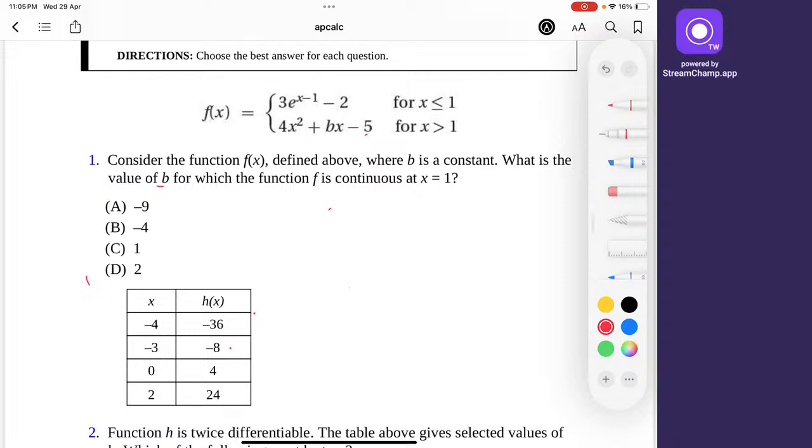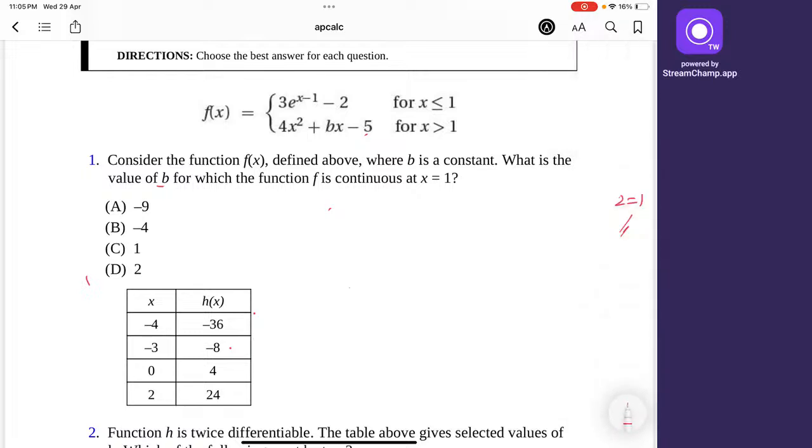Now let's do the first question. The first question says, what is the value of b for the function to be continuous at 1? So whenever you have something like this, you try to equate the left limit and right limit at 1. So limit f of x as x tends to 1 plus is equal to limit f of x as x tends to 1 minus. If this is equal, the function will be continuous at 1.